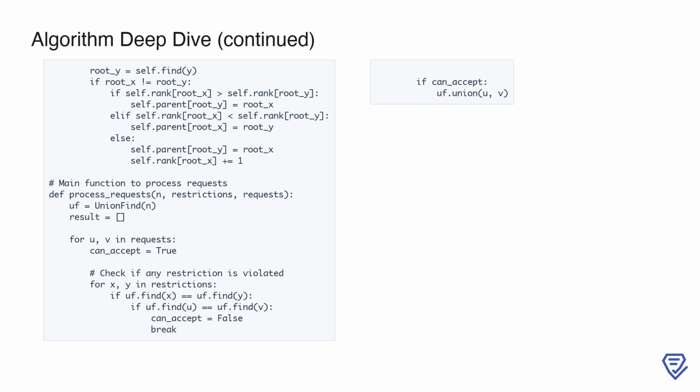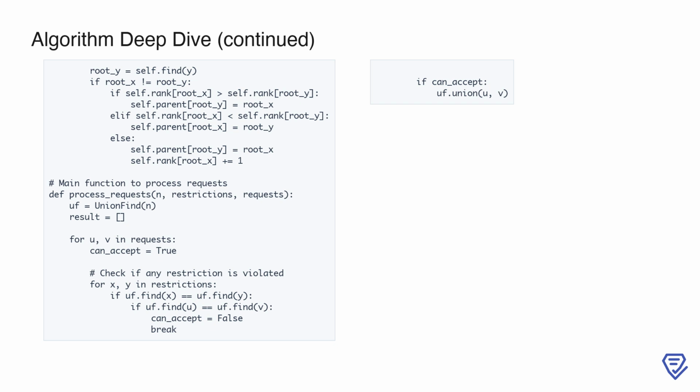For each request, we initialize a flag, can_accept, as true. We then iterate through the restriction list, checking if any restriction is violated by the potential merging of U and V. If a violation is detected, we set can_accept to false and skip the union operation.